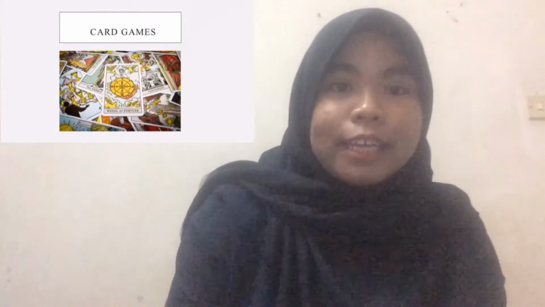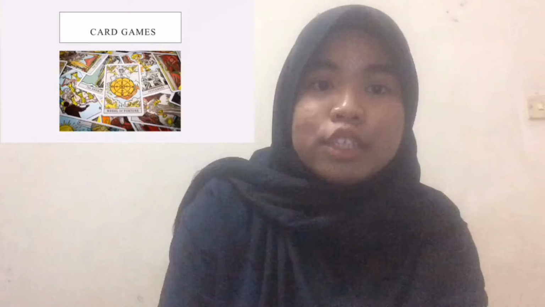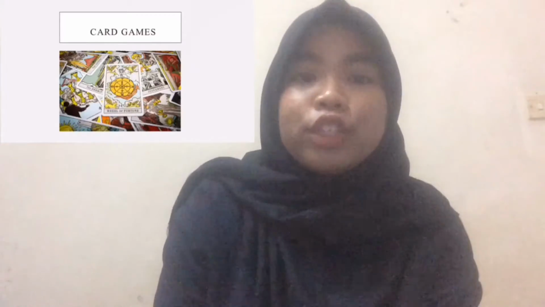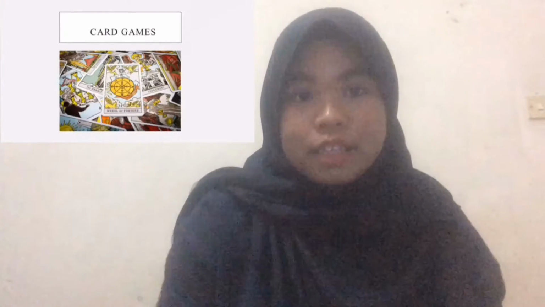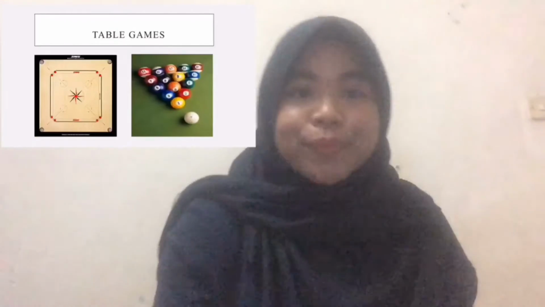An example of a card game is tarot cards, which are used to measure potential outcomes around a person, event, or both. Carom and pool are examples of table games. They are among the oldest, but their origins are still unknown until now.